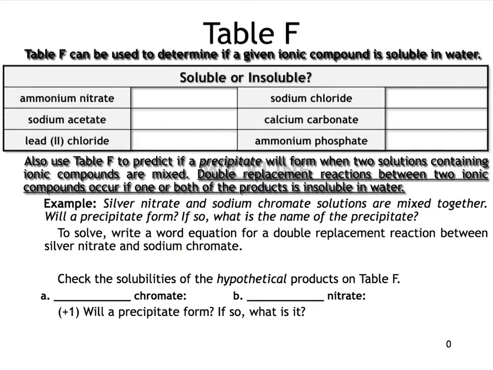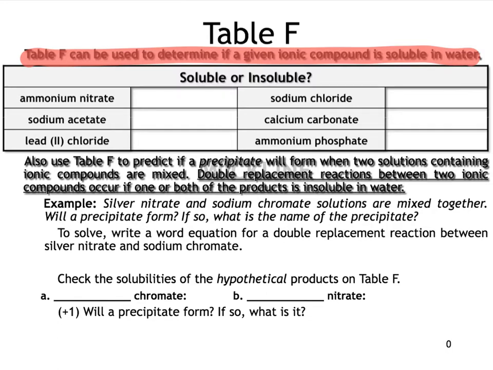All right, you're going to need table F now, because table F is going to allow us to determine if a given ionic compound is soluble in water. Now our answers are going to come out basically as yes and no. They're not going to give us how much will dissolve in water, just if it is possible at all.